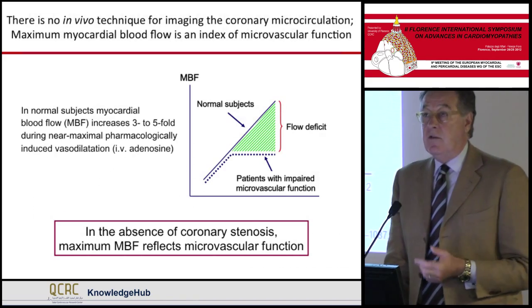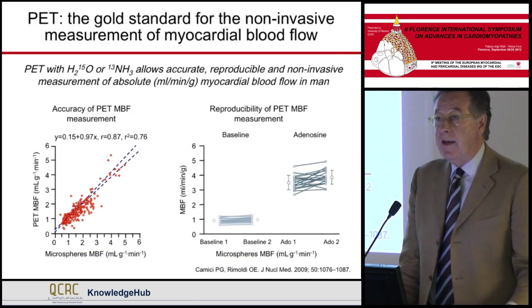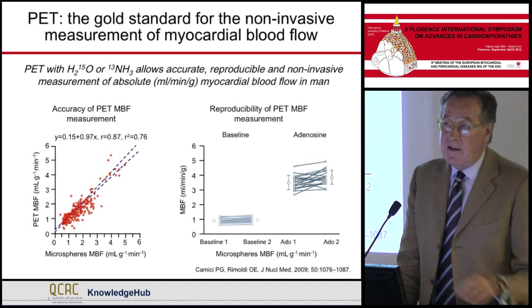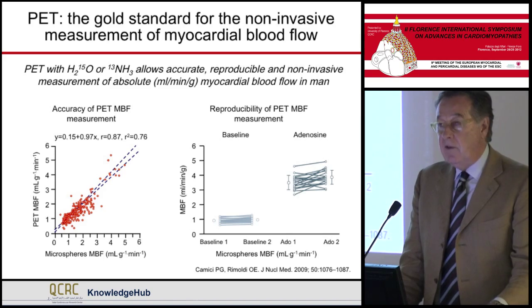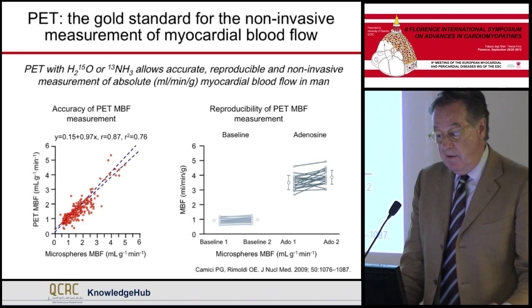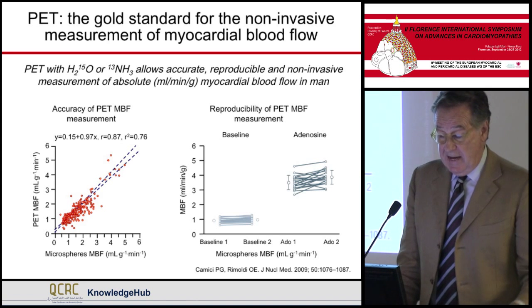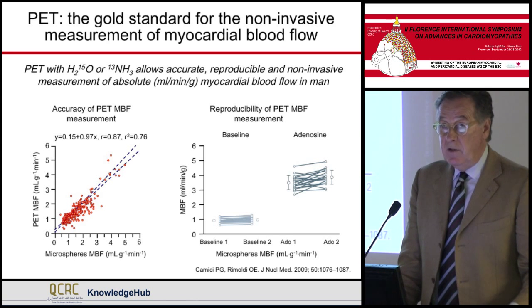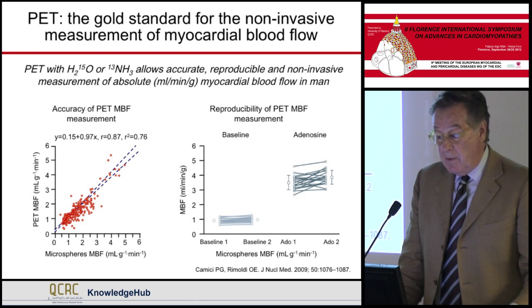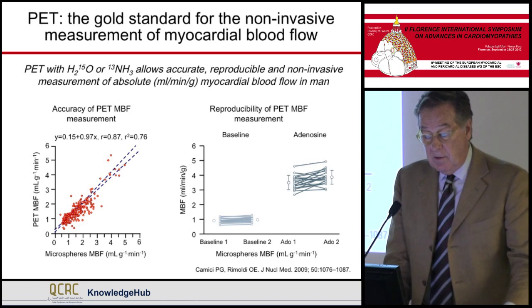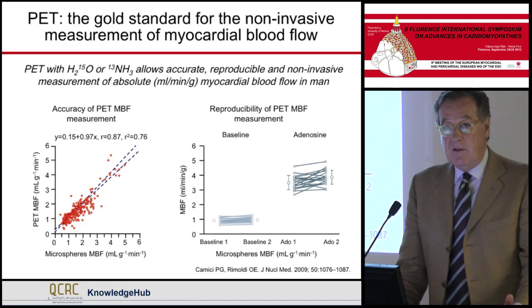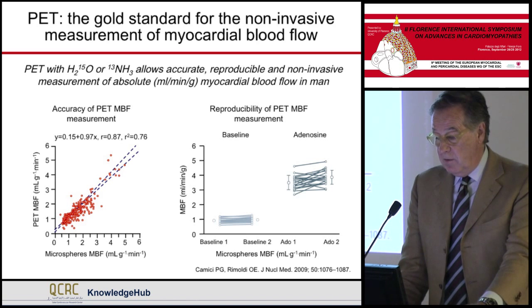Now, the best technique to do so, although it's a complex technique, it's expensive, but it's a wonderful technique, is called positron emission tomography. This allows measurement of absolute myocardial blood flow. So this is a study that Ornella Rimoldi and I did. This is one of many studies where in animals, these were pigs, flow was measured with microspheres and at the same time with PET. And you see that there is a good relationship between the two techniques. There is a good agreement between the two techniques.